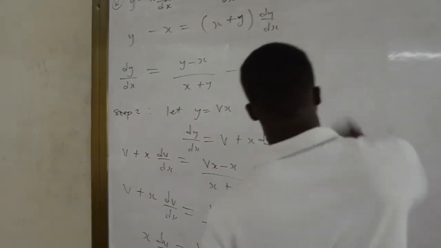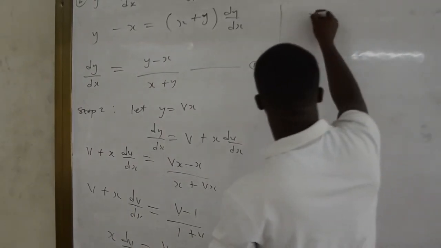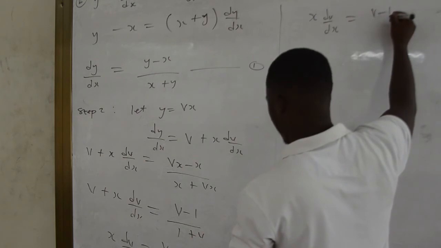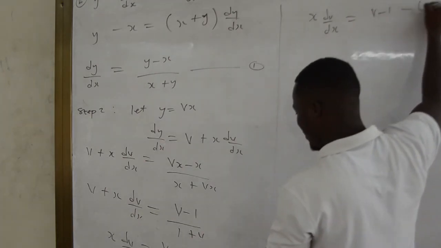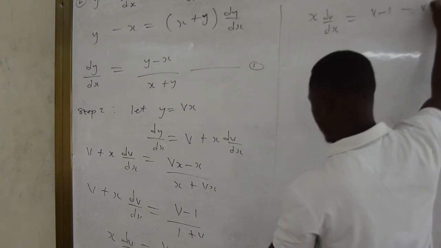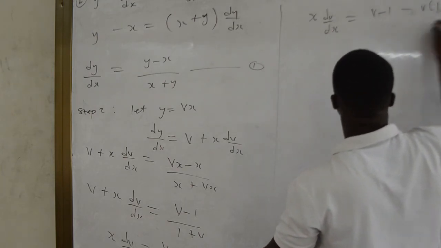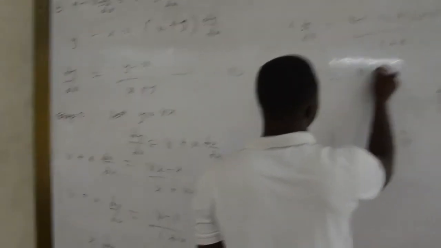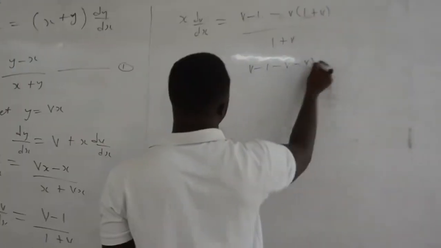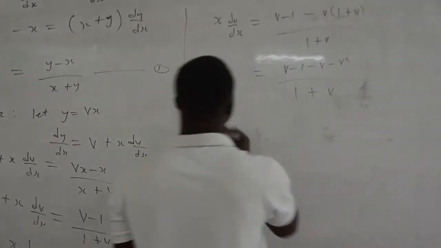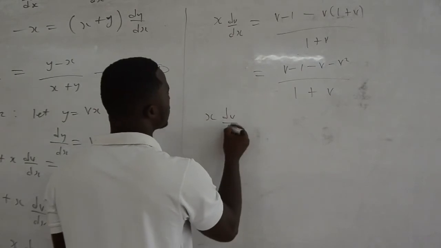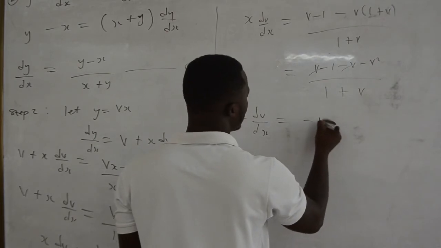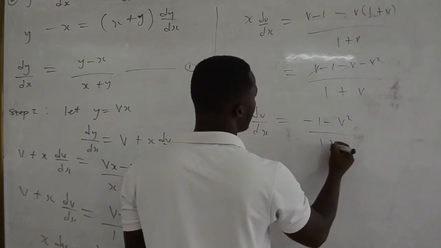Then I'll have x dv/dx is equal to v minus 1 minus v times 1 plus v, all over 1 plus what? V. Then working on the numerator, I'll have v minus 1 minus v all over 1 plus v. So I'll have x dv/dx is equal to negative 1 minus v squared all over 1 plus v.